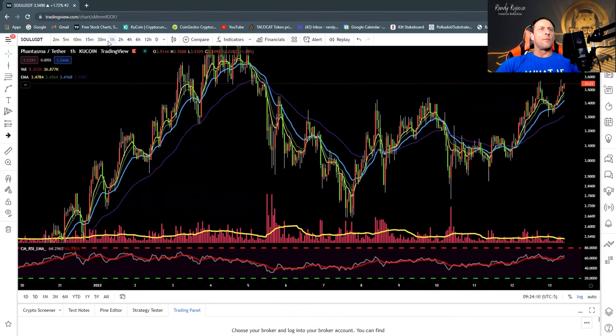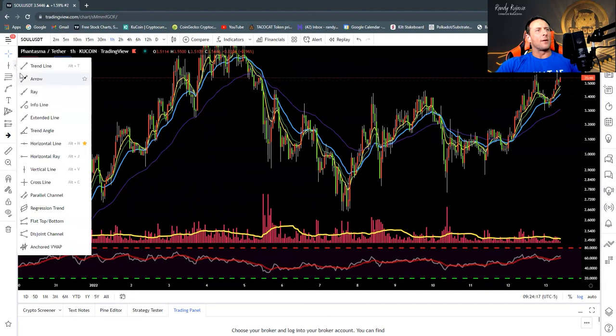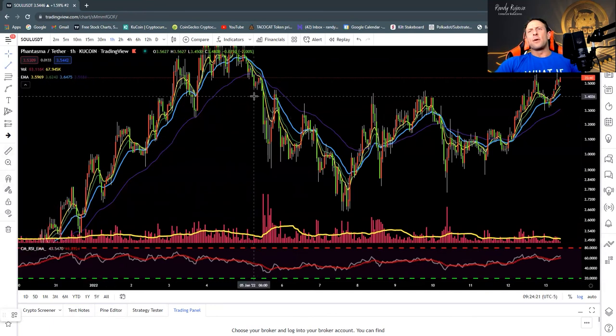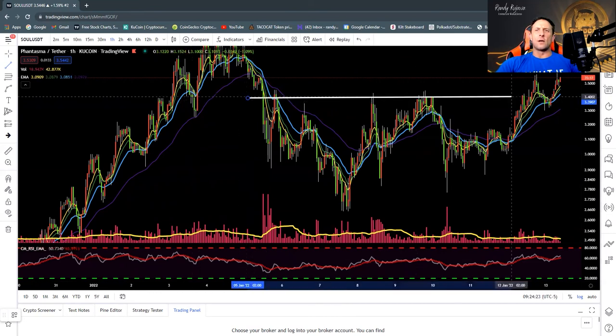And keep in mind, you guys, right now I'm looking at a 1 hour time frame, so all these represent a 1 hour indicator. Now I'm going to go to trend line and draw a line pretty much straight across, from here to about here.